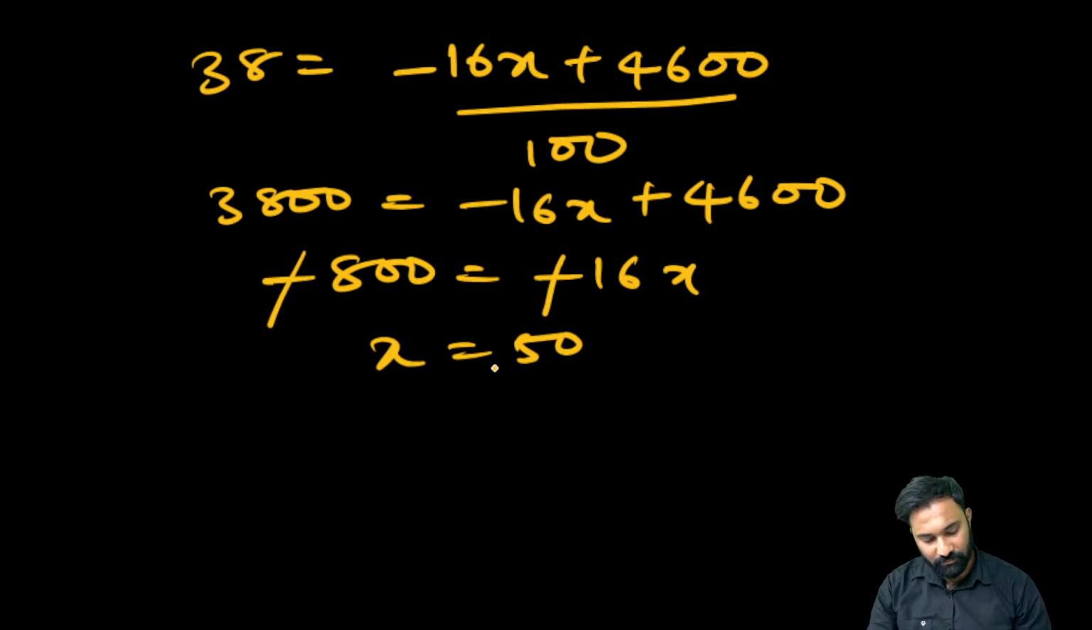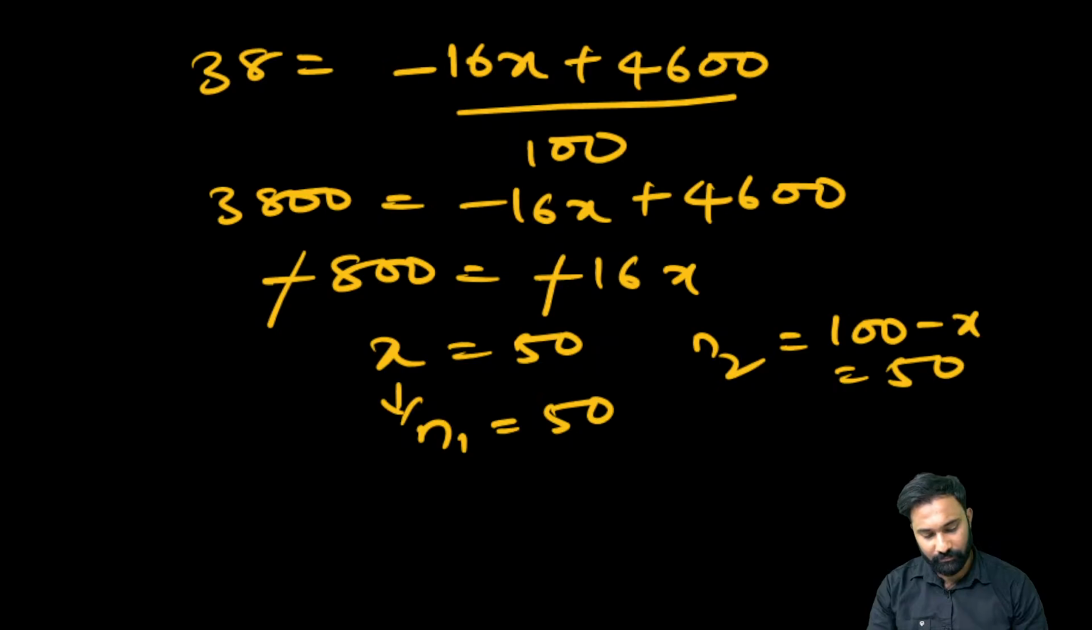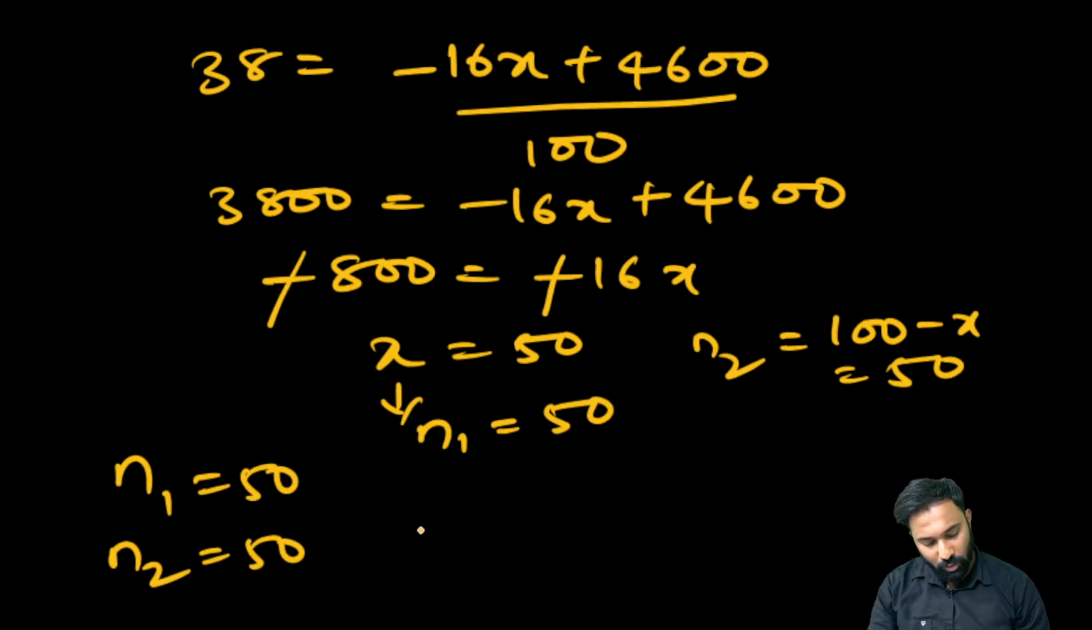Now x is 50, representing the n1 mole. N1 mole is 50, then n2 mole is 100 minus x, right? That will give you 50. Now in both cases, n1 is 50 and n2 is 50. So the mole ratio is 1:1. This is about the calculation.